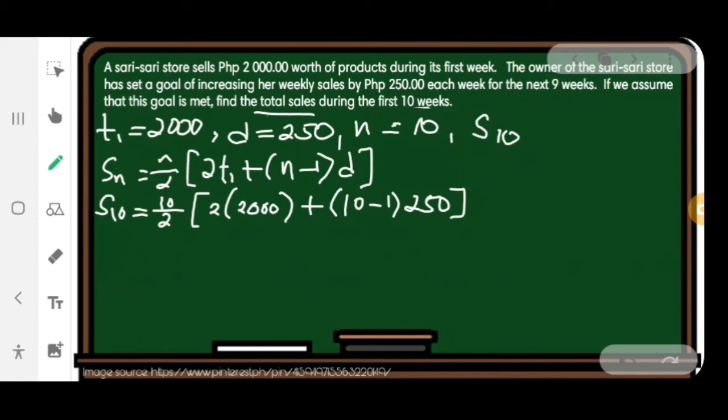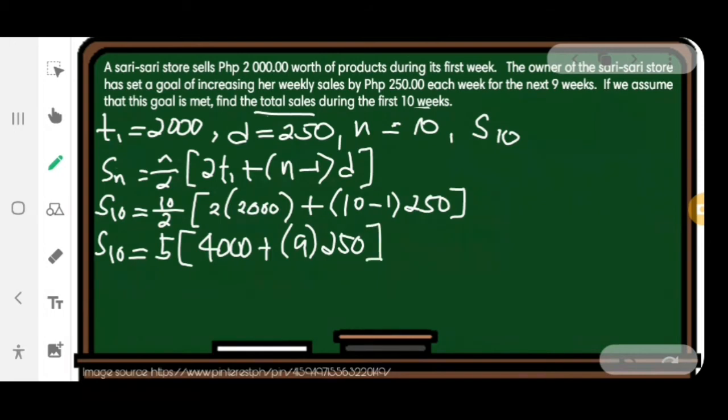Now let us simplify the equation. So we have S sub 10 is equal to 10 over 2 is 5 times 2 times 2000 is 4000 plus 10 minus 1 is 9 times 250. Now we have S sub 10 is equal to 5 times 4000 plus 9 times 250 is equal to 2250. And then we need to add.